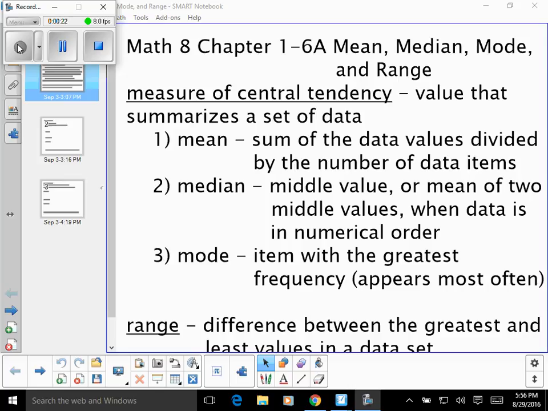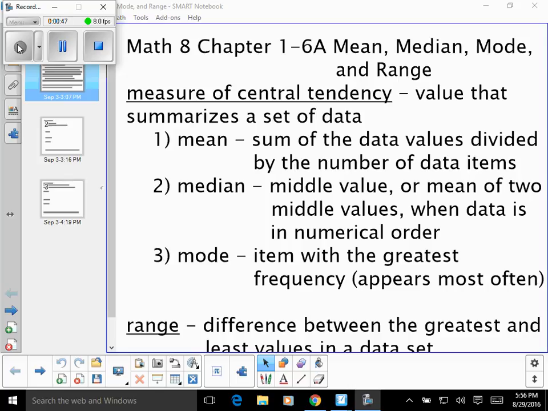First of all, before we get into the bulk of the lesson, we need to make sure you understand some terms. What we're dealing with here, the mean, the median, the mode, and the range, are what we call a measure of central tendency. It's a value that we can use to summarize a set of data.